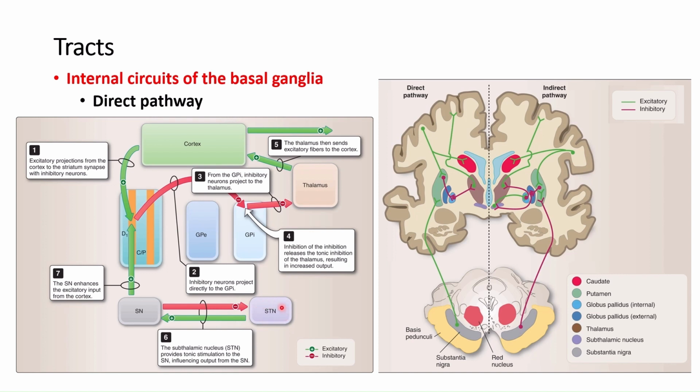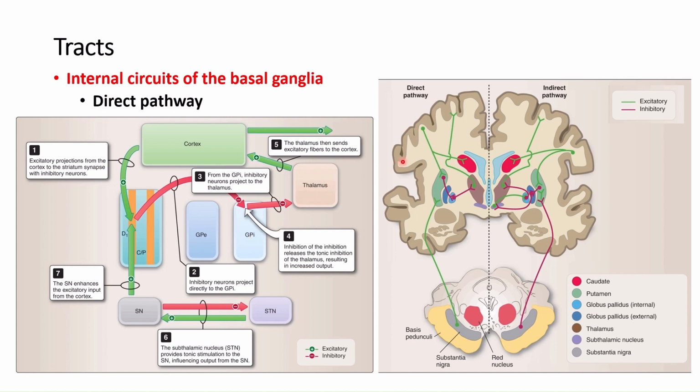Also, here is a role of the subthalamic nucleus. Here the subthalamic nucleus is stimulating substantia nigra, and that increase in the stimulation will cause increased output of the substantia nigra to the striatum. So that will also increase overall output of the globus pallidus to the thalamus.